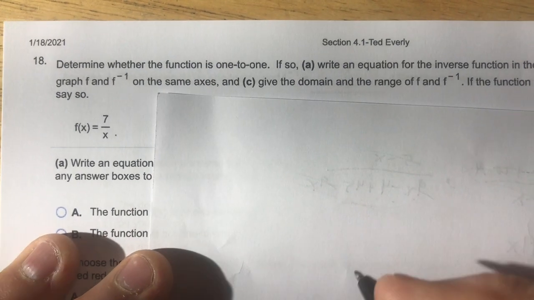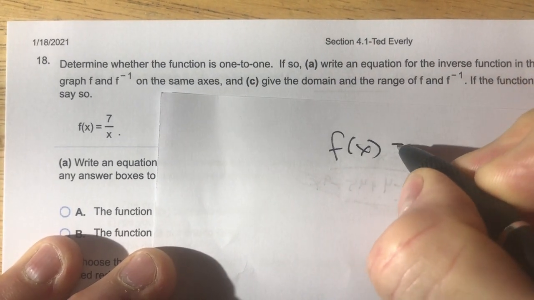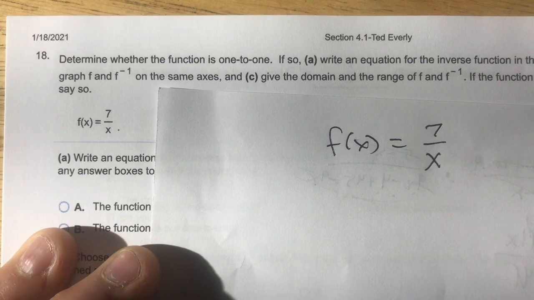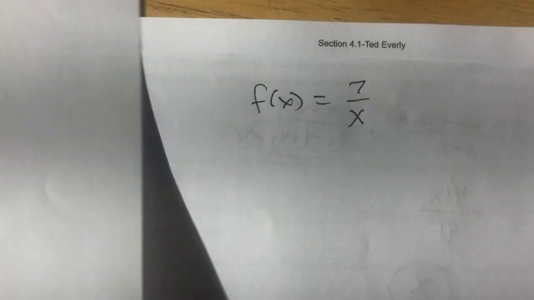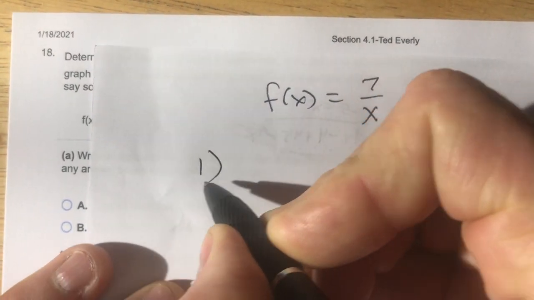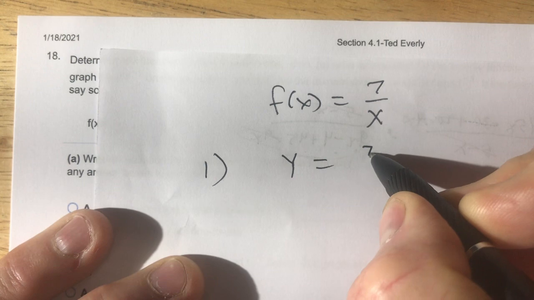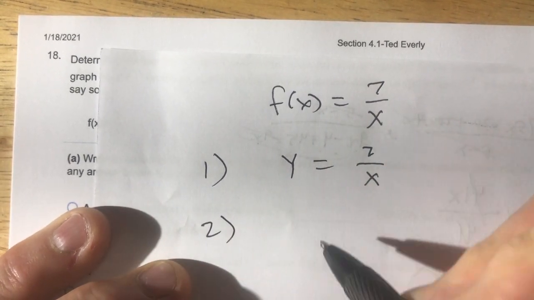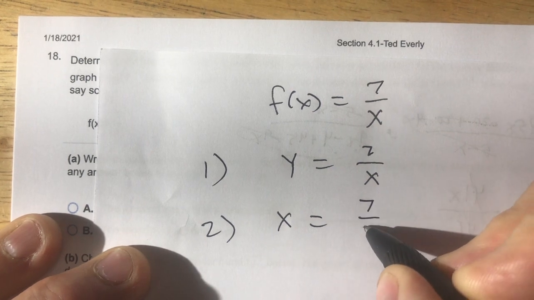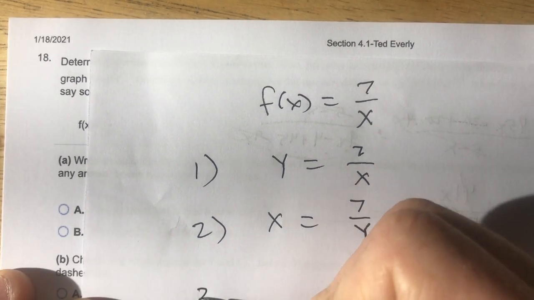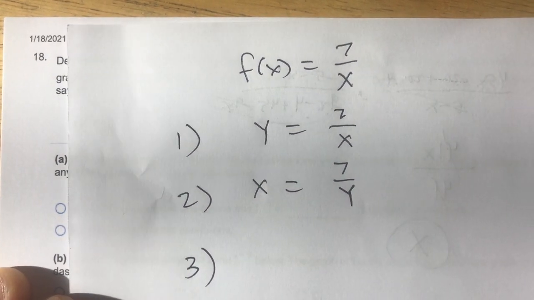Get a piece of paper here. We got f of x equals 7 divided by x. Okay. All right, so we're going to do our 4 steps for this. Okay, step 1, change that to y. Step 2, I'm going to swap them. And then step 3, I'm going to solve for y.